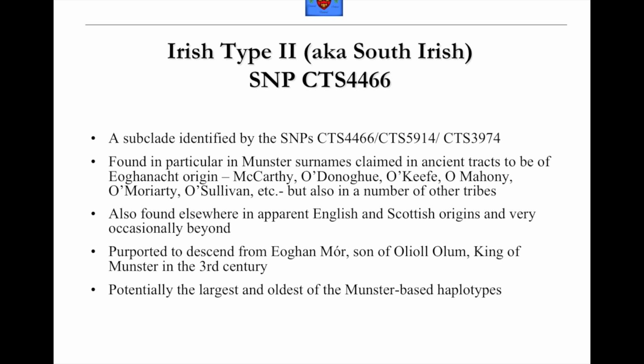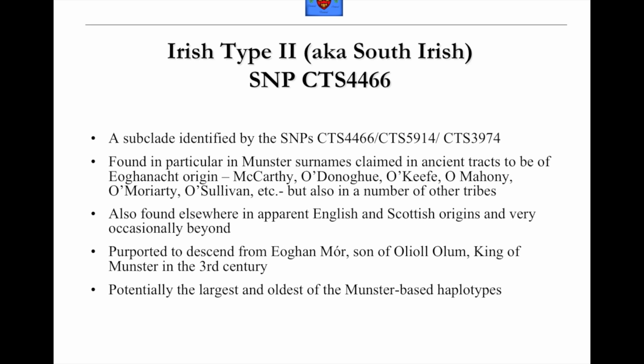So CTS446, Irish type 2 or South Irish. Within the last 12 months, we've identified not just CTS446, but some other SNPs associated with this: 5914, 3974, another one, CTS8358, and F2517. Some of you, this might be total nonsense, but these are the numbers. And there's one or two that have been tested but are very, very recent in families, so they're perhaps not of interest in looking at the history of Munster.